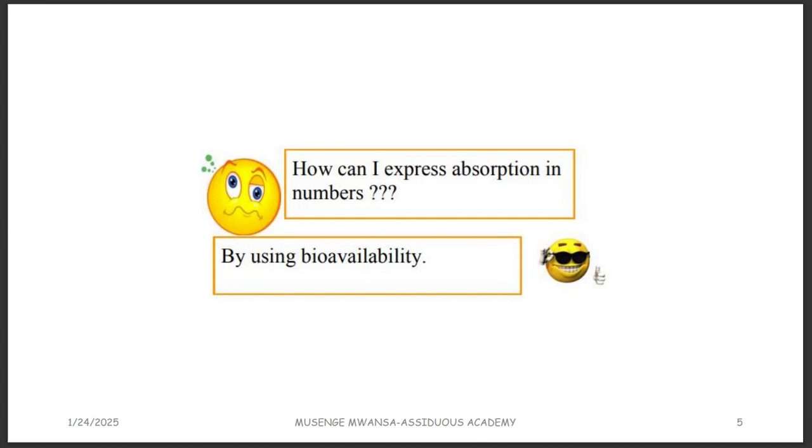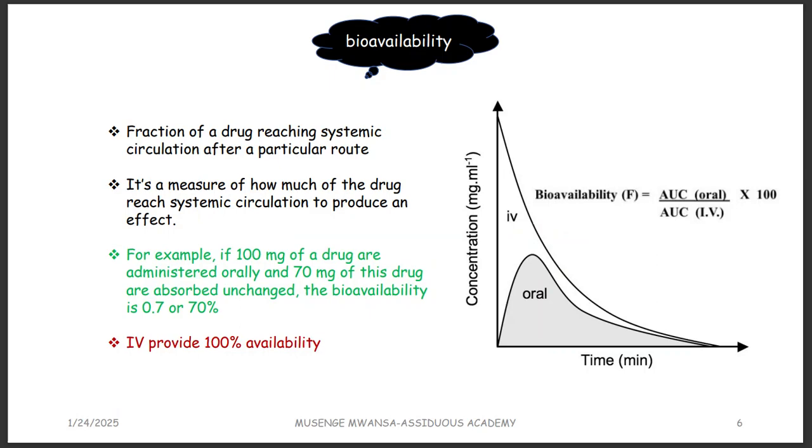So when we are talking about absorption, you can describe absorption in terms of numbers, and we use a term which we call bioavailability. So what is bioavailability? Bioavailability is defined as a fraction. Please take note of the word fraction because it is in comparison with the actual. So a fraction of the drug reaching systemic circulation after a particular route.